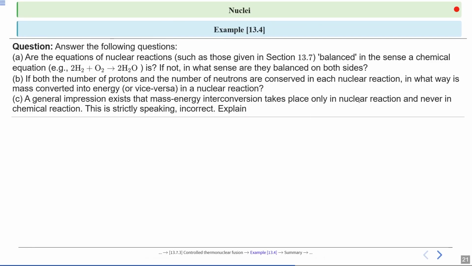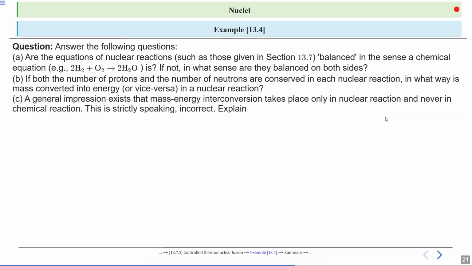Let's examine the question. These are conceptual questions about nuclear reactions, mass energy conversion, and how these ideas compare to chemical reactions. So part A is, are nuclear reactions balanced like chemical equations? This question tests your understanding of what it means for an equation to be balanced in physics versus chemistry. In chemistry, equations are balanced by making sure the number of atoms of each element is the same on both sides. In what sense are nuclear reactions then balanced on both sides?